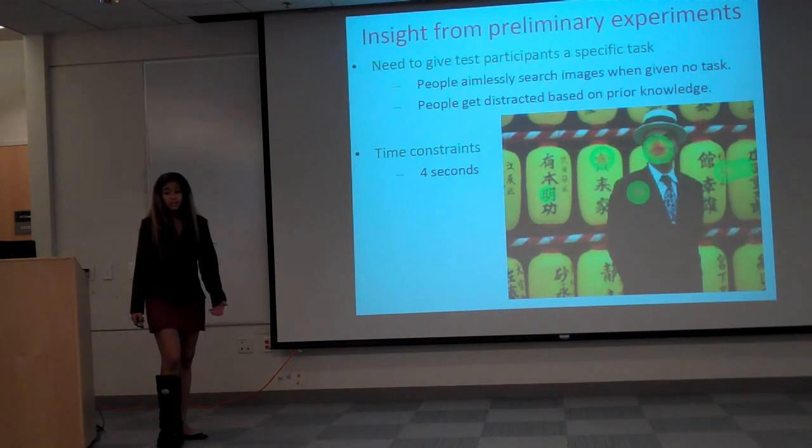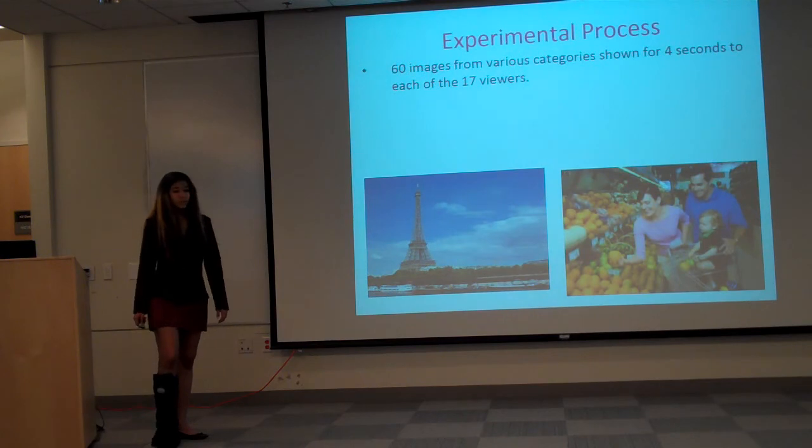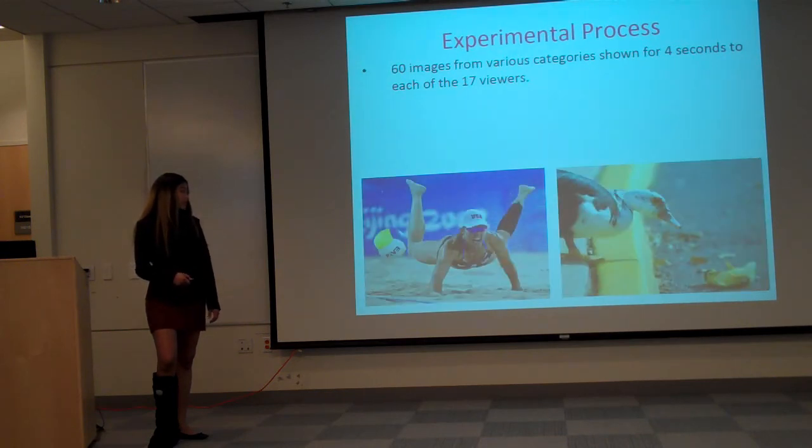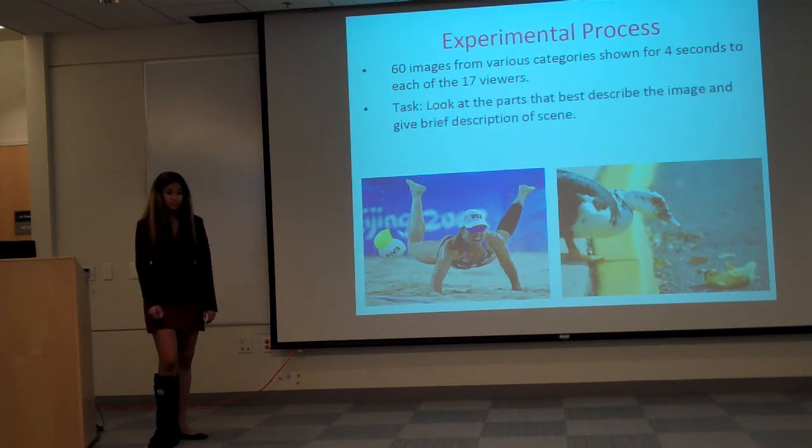Another thing we found is that 2 seconds was a little too short to figure out what was going on, but 5 seconds was too long and people would get distracted, so we decided to do 4 seconds for our experiment. For my experiment, I had a set of 60 images that were shown for 4 seconds each, and I had 17 participants who came. We used different categories such as outdoor images, indoor images, sports, and nature and animal scenes. The task we gave them was to look at the parts of the image that best describe the scene and then describe the scene to me, so that they would be paying attention to the picture and actually be able to tell us what was going on.